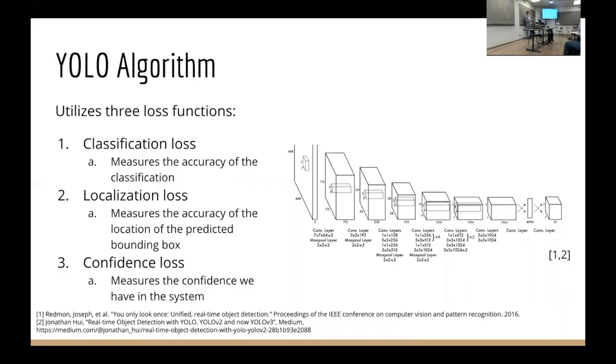To essentially optimize the YOLO algorithm, they utilize three loss functions. The first is classification loss, which measures the accuracy of our output. So if we say something is a dog, but we only say with 10% confidence, and it's actually a dog, we want to have loss on that so that it's more confident when it sees a dog, right? The second is localization loss, so that when we actually produce a bounding box, we want it to be as accurate to our ground truth as possible. And the third is confidence loss. And this is a quick schematic of what's happening.